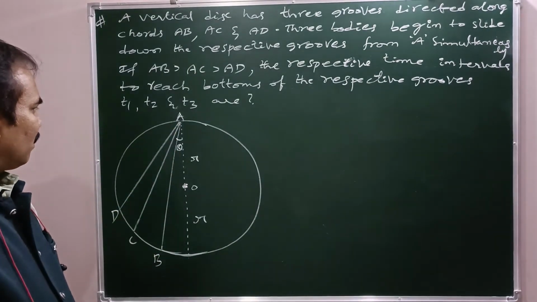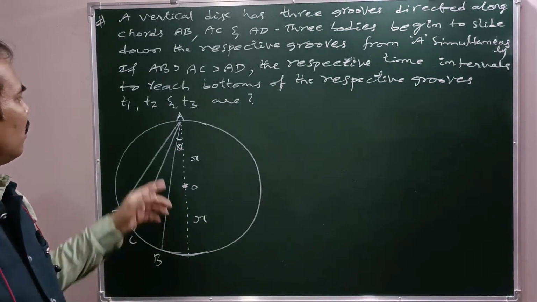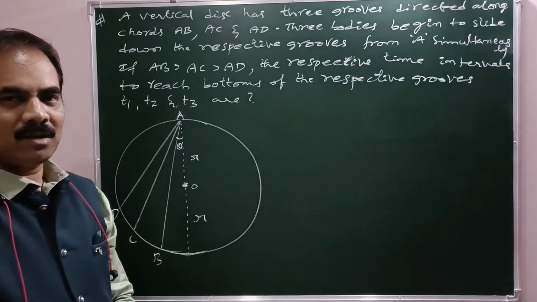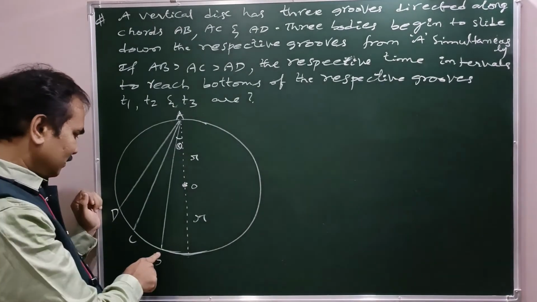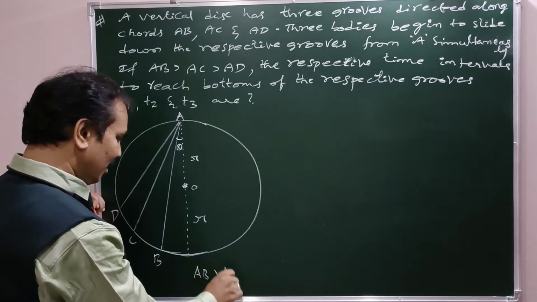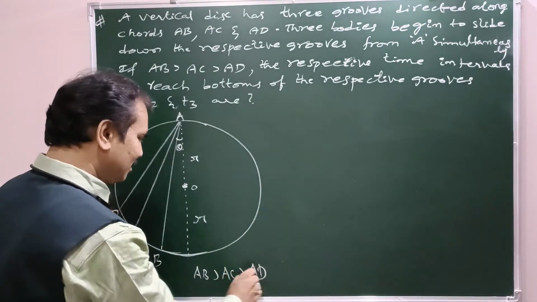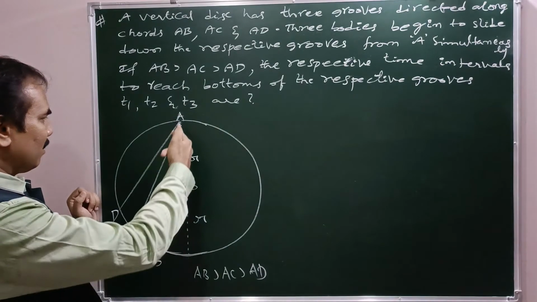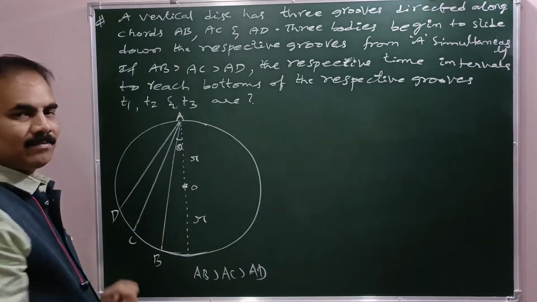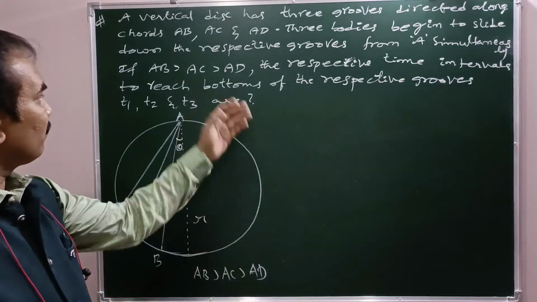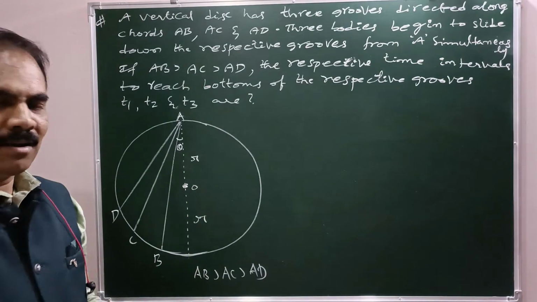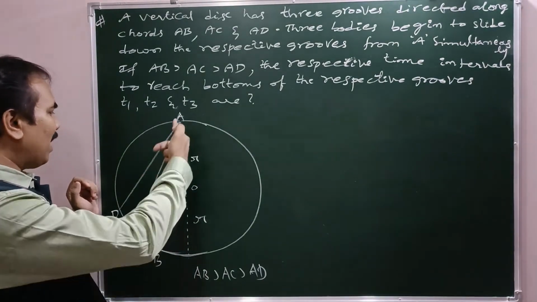Now, the question is, what is the relation among T1, T2 and T3? That is the question. Now see, from the data AB is greater than AC is greater than AD. See, the groove length AB is greater than groove length AC, which is greater than groove length AD. That is the data. Now the question is to find the relation between T1, T2 and T3.